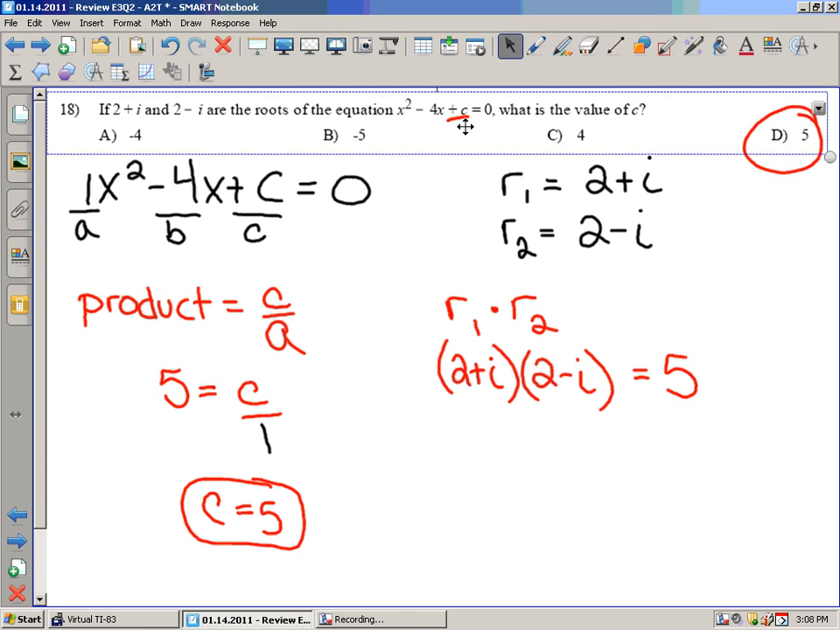We're asked for c. Let's use the product. Take the 2 roots, multiply them together. You get that the answer is 5. Let's go find the product. Well, the product of the roots should be 5. The equation for the product of the roots is c over a. You know that a is 1, so c has got to be 5. Choice D.